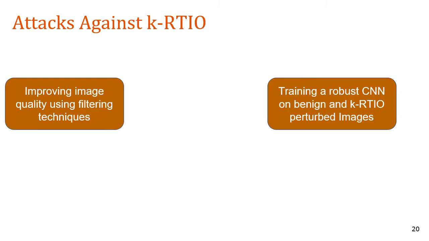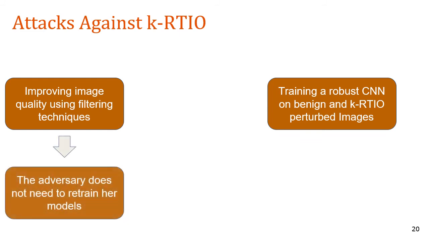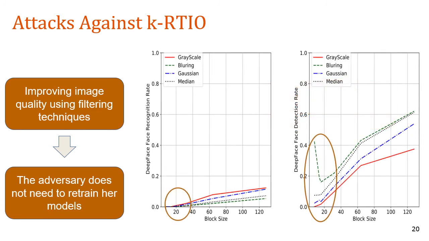Here we consider different potential attacks against k-RTIO. The first potential attack could be improving image quality using filtering techniques, and the second one is training a robust CNN on both benign and k-RTIO perturbed images. The first approach, using filtering techniques, is computationally inexpensive because the adversary doesn't need to retrain her models.